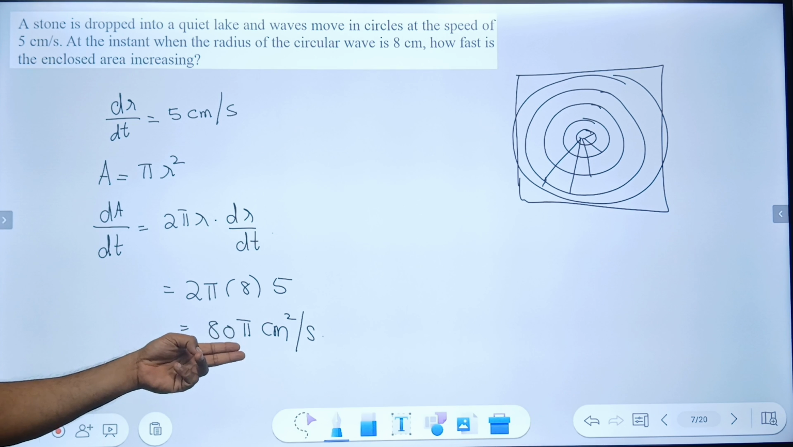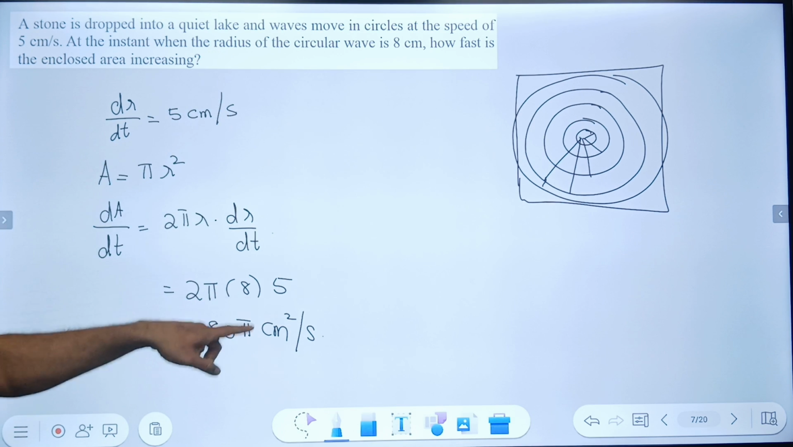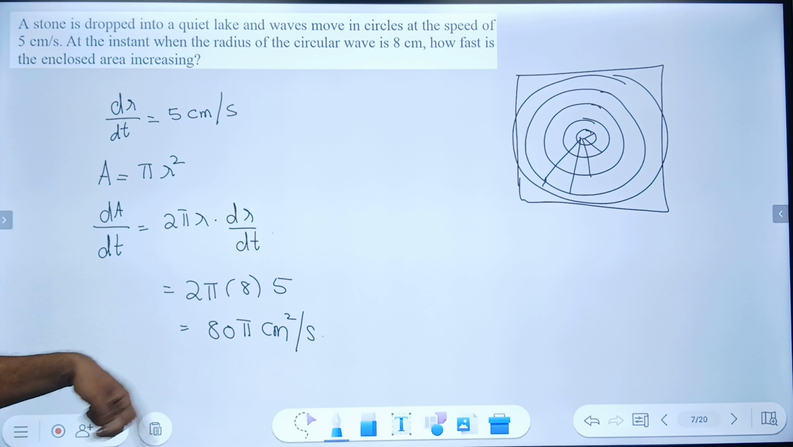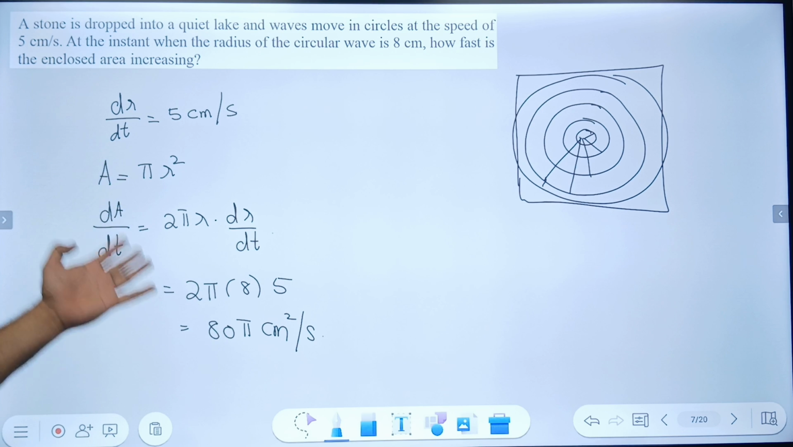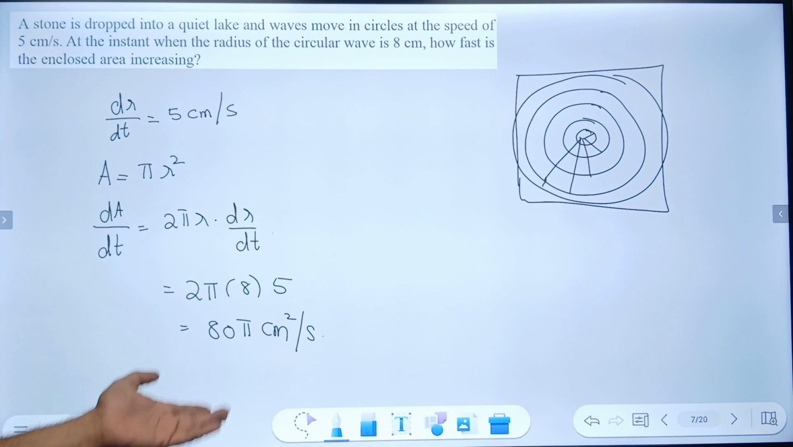In the exam, if they give pi as 22 by 7, use 22 by 7. If they give pi as 3.14, you write 3.14. Otherwise, leave the answer as pi itself. Okay.